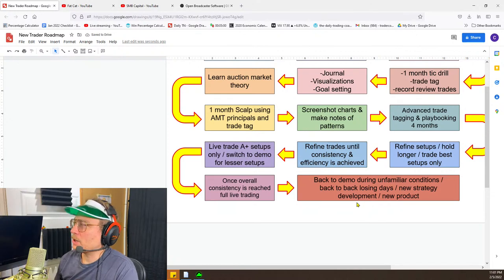You want to go back to demo during unfamiliar conditions. We'll go back to that so you can look at it. You want to go to demo in unfamiliar conditions. If you just now started trading and the conditions change and you don't really get them, don't lose money in this. Go to demo, figure it out, and then you can rework some of these other steps. Because like I said, you're going to need a whole different approach, a different bag of tricks when you approach the different types of conditions.